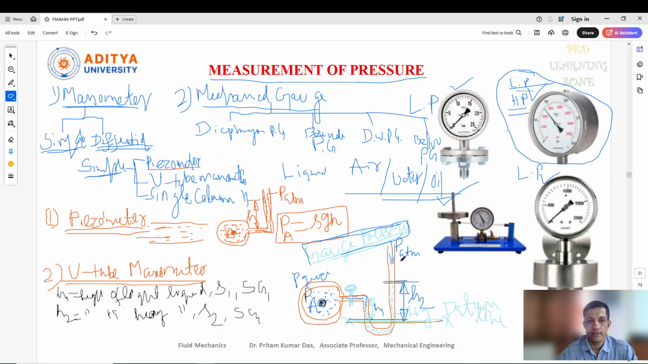I hope you understood how to measure pressure, the different types of pressure gauges, and about the piezometer and U-tube manometer. In the next lecture we'll discuss the single column manometer.